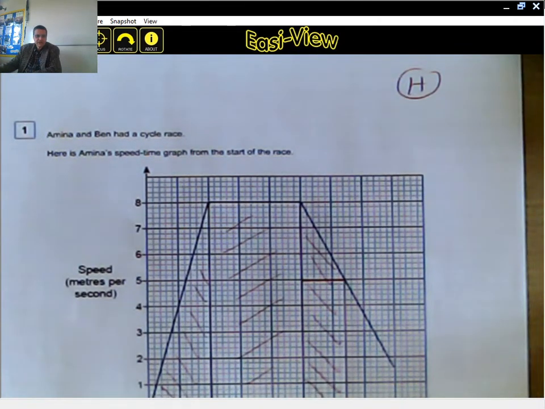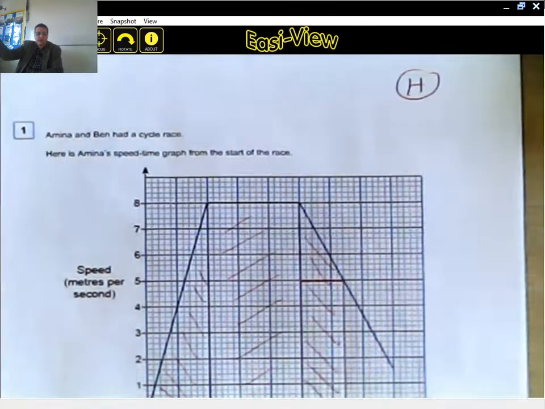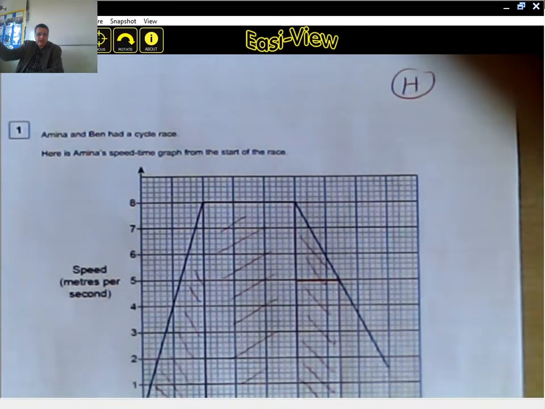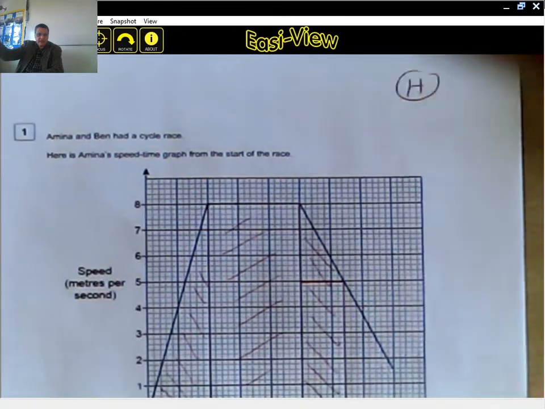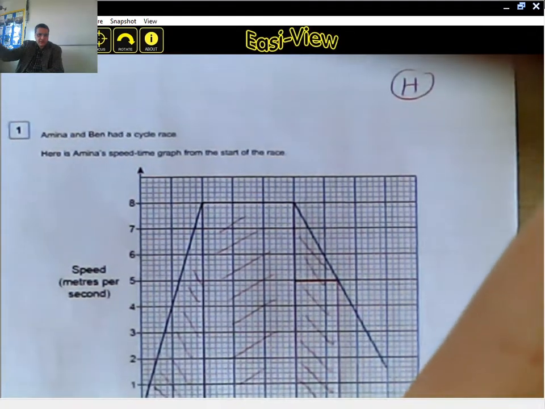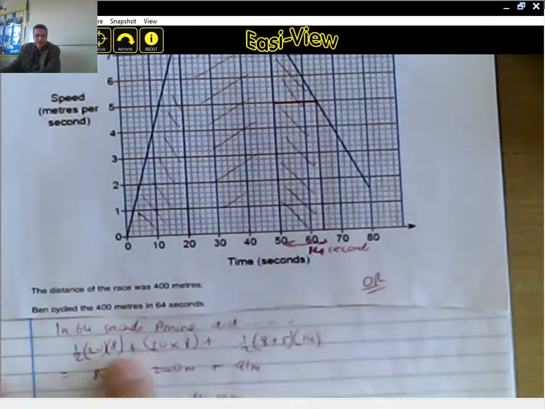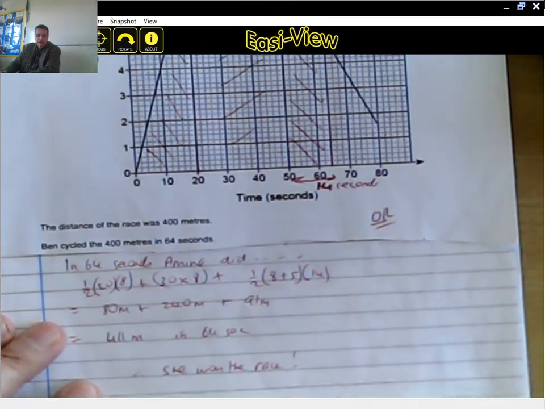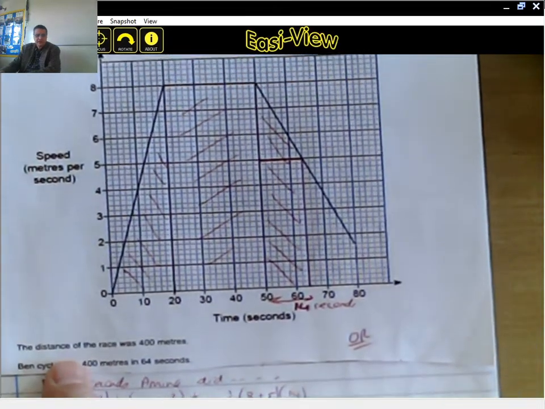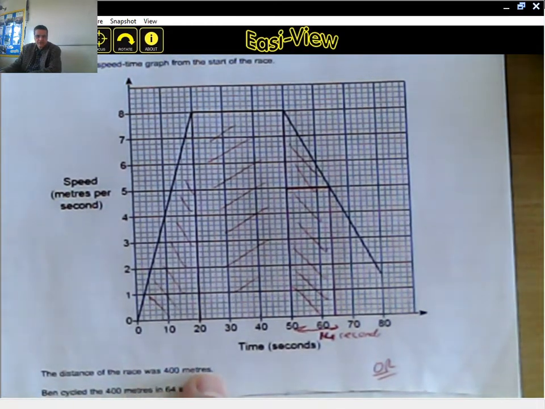Here's Amina's speed time graph from the start of the race. So Amina and Ben are going on a cycle race. As you can see, I cut it off there because I got it wrong a few times, then began to reevaluate my thinking.